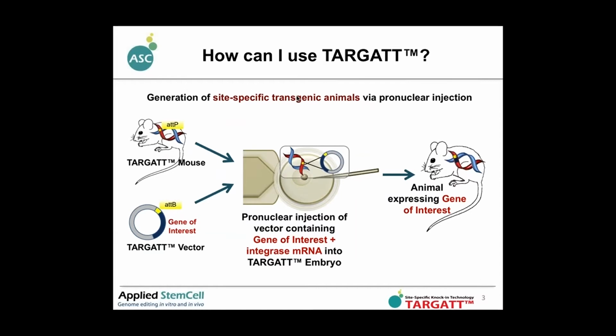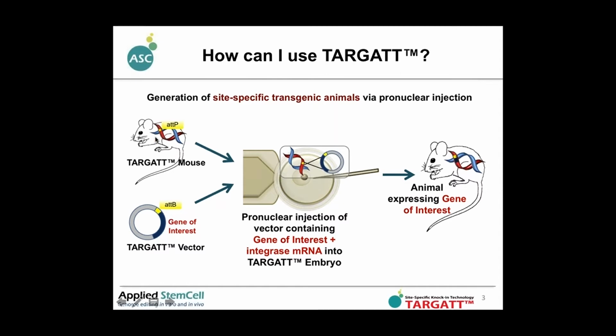Now, how can we use TARGATT to generate site-specific transgenic animals? The general process is basically the same as the conventional method in generating random transgenic animals via pronuclear microinjection. So basically, one-cell embryos are collected from embryo donors. In this case, these embryo donors have the ATTP site already engineered in their genome.